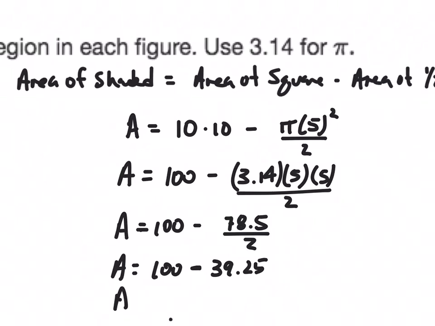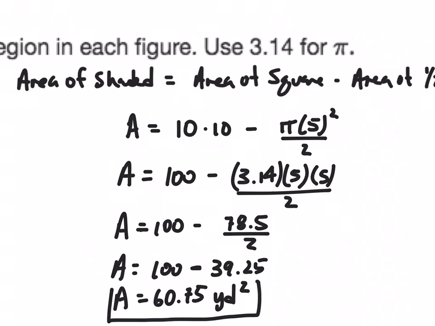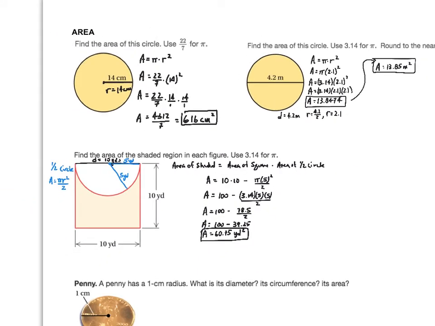And so then my area of the shaded region is just going to be 60.75, and this is going to be yards squared. And that's all we're looking for. So that's how we do something like that.